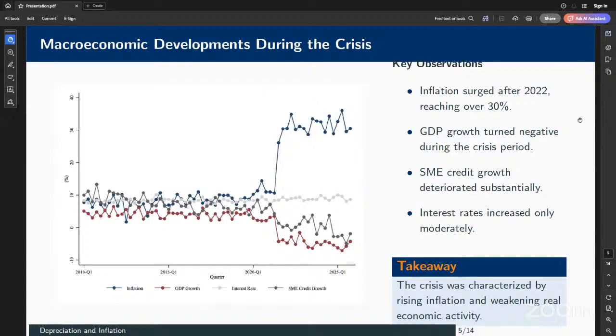Then this is about macroeconomic development during the crisis, main macroeconomic variables. As we can see, inflation increased sharply in 2022, reaching about 30%. GDP growth turned negative during the crisis period, and SME credit growth also deteriorated substantially. On the other hand, interest rates increased, but less dramatically if you compare that with the inflation. So the descriptive picture already suggested a possible sequence: depreciation, then inflation, then weaker growth and weaker credit conditions. The VAR analysis formally examined this transmission mechanism.